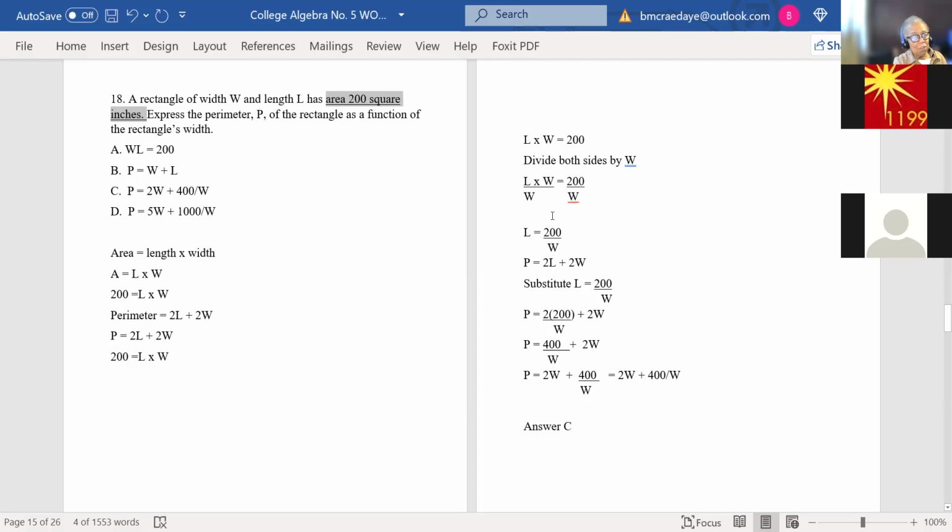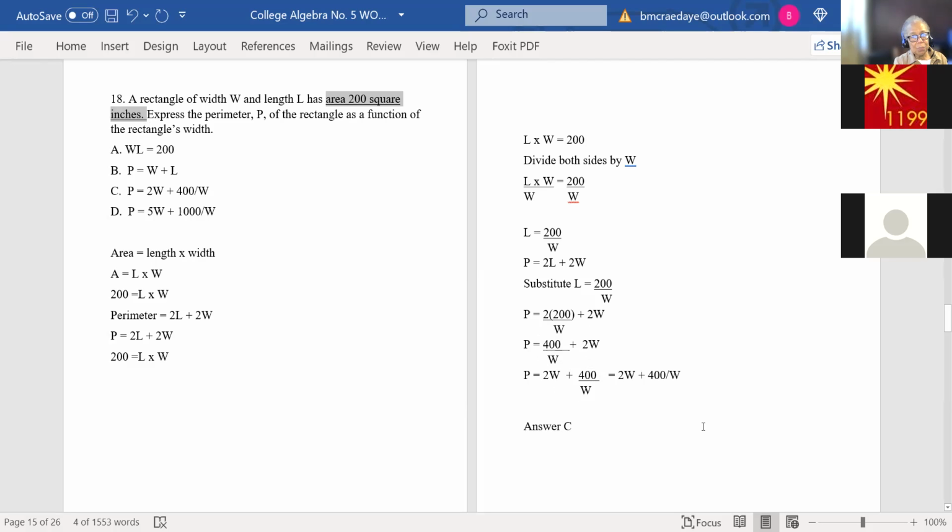Then you take that L, 200 over W, substituted in the perimeter formula. So that's 2 times 200 over W, which is what we have right here, plus 2W. 2 times 200 is 400. So that's 400 over W plus 2W. And all I did here was just put the 2W first, followed by the 400 over W. And in the answer C, they use the slash for division, and you can also use the underline here for division. Any questions on number 18?